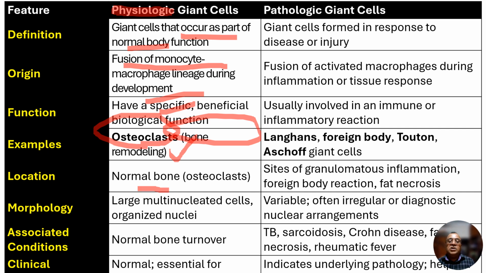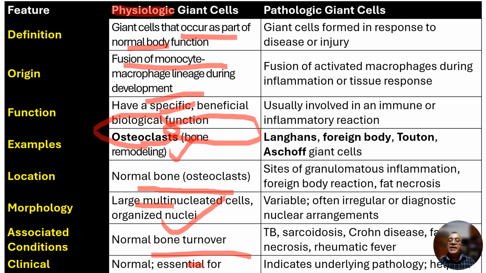They are large multinucleated cells with organized nuclei. There are 6 to 12 nuclei present, sometimes up to 20 nuclei may be present in these osteoclasts. So they are responsible for normal bone turnover, and their clinical significance is that they are essential for skeletal maintenance.